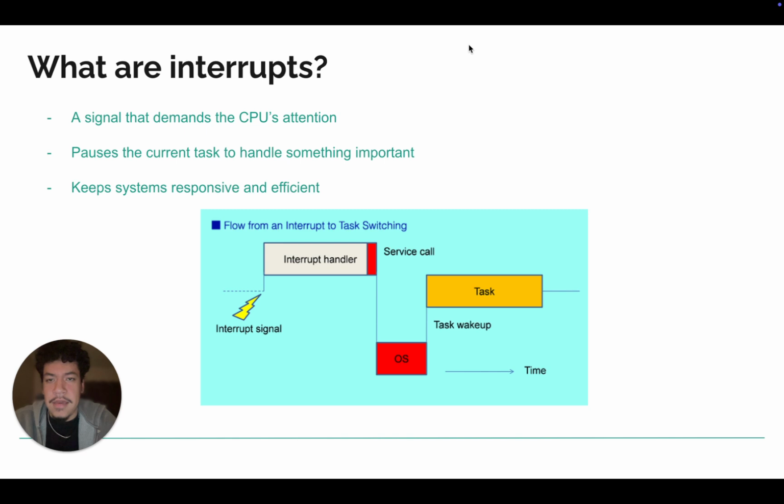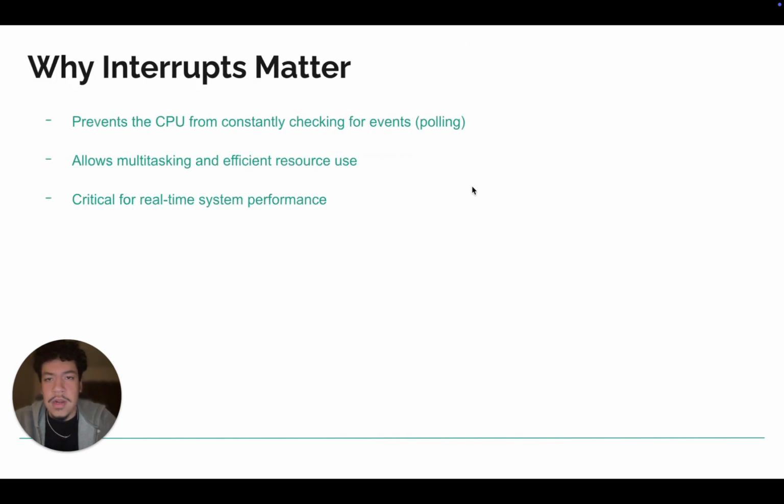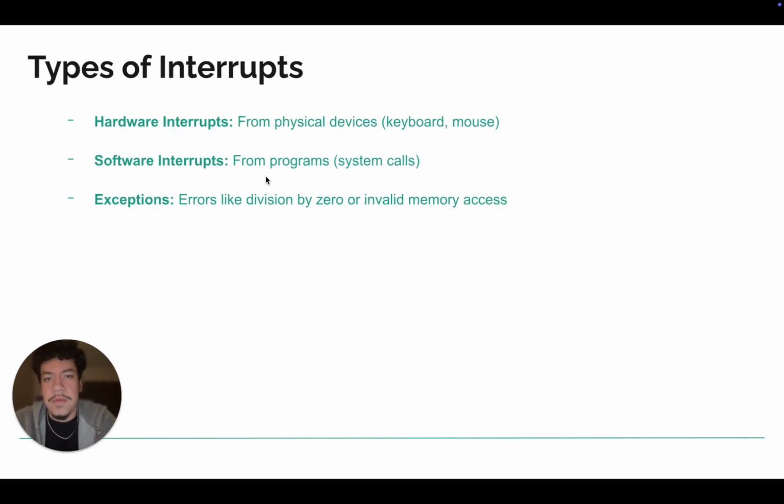There are three main types. So there are hardware interrupts. These come from physical devices like your keyboard sending a signal when you press a key or your mouse clicking on something. There are also software interrupts. These come from programs when they need the OS to do something on their behalf, like system calls and exceptions. So these happen when something goes wrong, like division by zero or invalid memory access. Think of them like the CPU saying, "Oh, something's not right here," and then it just takes action.